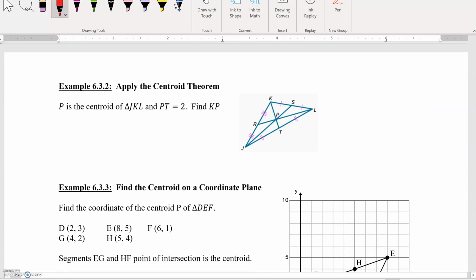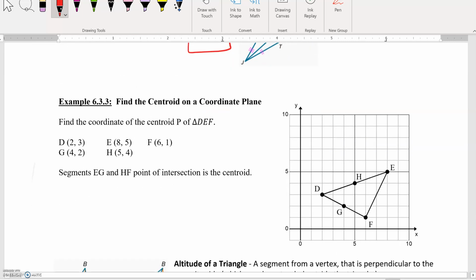So here's another one. P is the centroid of triangle JKL, and the length of PT is 2. I'm going to keep using the red. So find the length of KP. Well, easy enough. We double the 2, we get 4. So KP is 4.